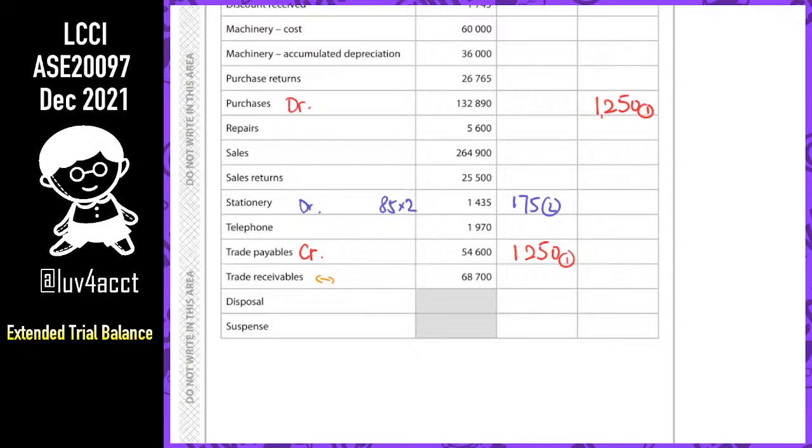So there will be no effect on it. So the next one, item 4.